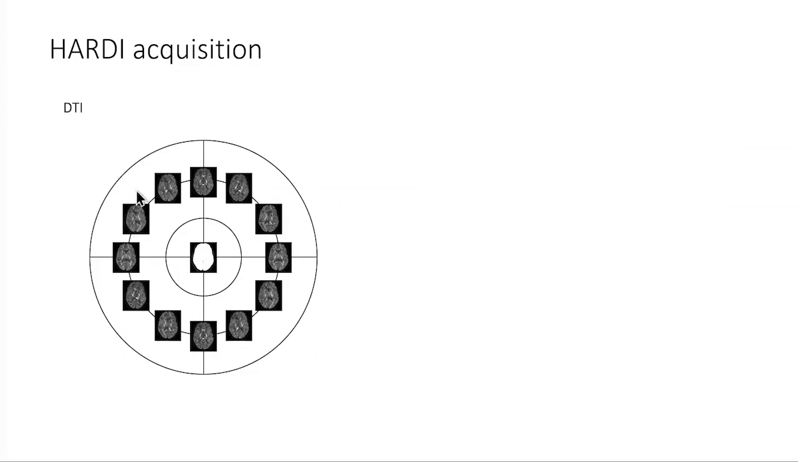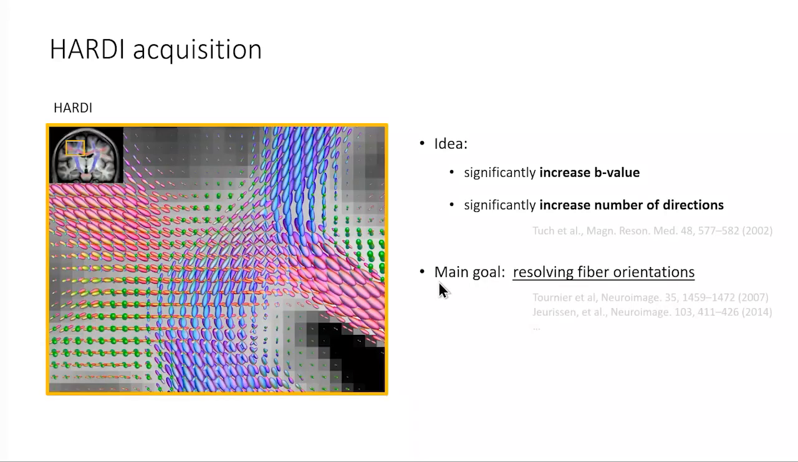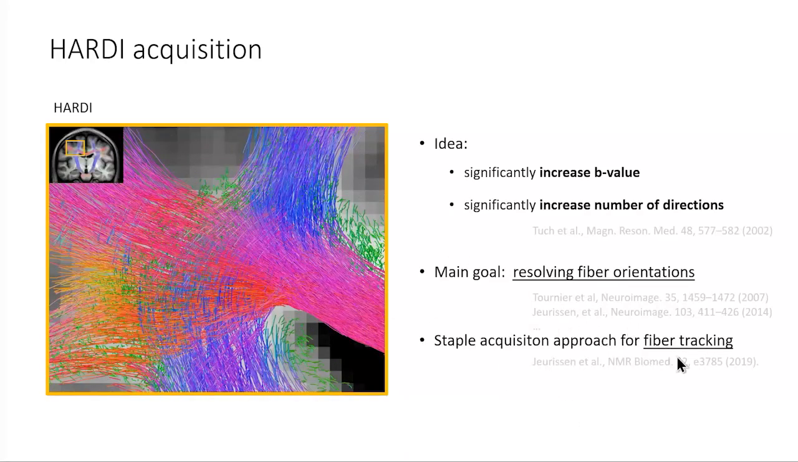Then let's move to a HARDI acquisition. HARDI stands for High Angular Resolution Diffusion Imaging. Compared to the DTI sequence, what we add is, first we increase the B value significantly, and then we also significantly increase the number of directions. The main goal, and what these sequences capitalize on, is angular resolution, with the main goal of resolving multiple fiber orientations. And because of this, it's really the staple acquisition that people go to for fiber tracking.